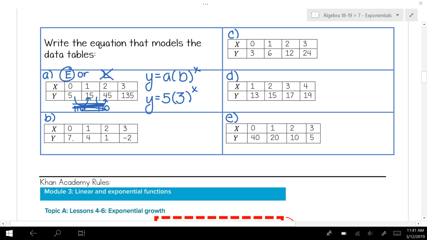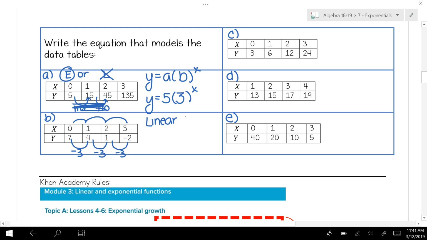All right, let's try this one. These x's are all going up by 1, so that's good. Let's see. From 7 to 4, that was down 3. From 4 to 1, that was also down 3. So yes, it is linear.